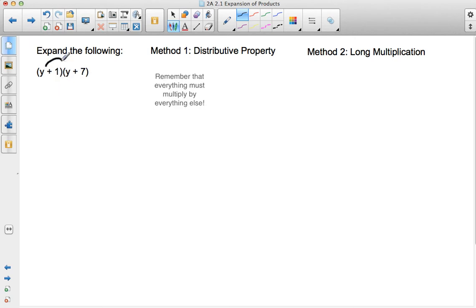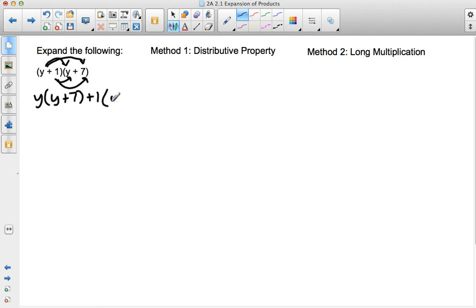So that means I have y times (y plus 7) plus 1 times (y plus 7). I'm distributing both the y and the plus 1 into (y plus 7). So everything's getting multiplied by everything else. And now I'm going to go ahead and use the distributive property.